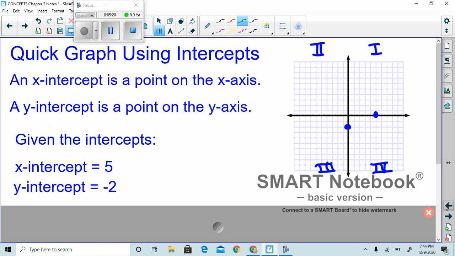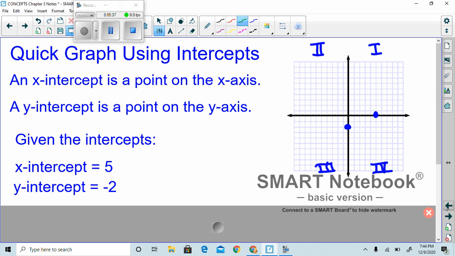Now, spending a little time on standard form because we're now going to use this as a method of quick graph. Quick graphs are ways for us to graph a line without that whole series of points. We only need 2 points to graph a line. So if I'm giving you the x and y intercepts, we can graph our line.